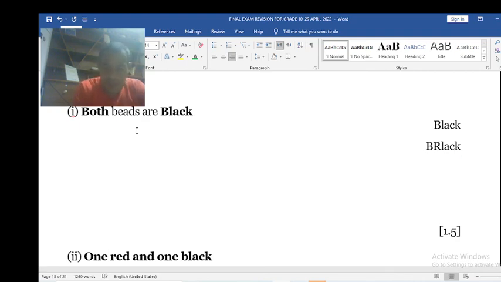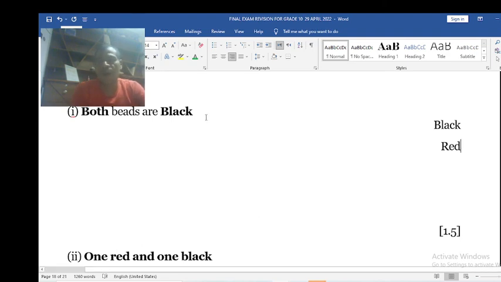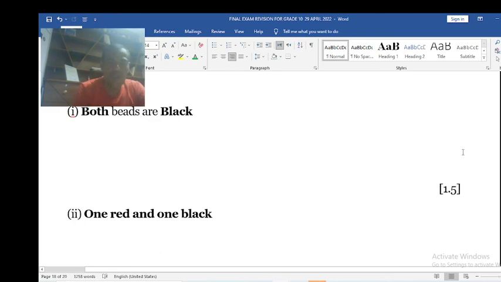This is red. No, red. Okay, I will use this one. Copy or cut, then I will write it here. Okay.